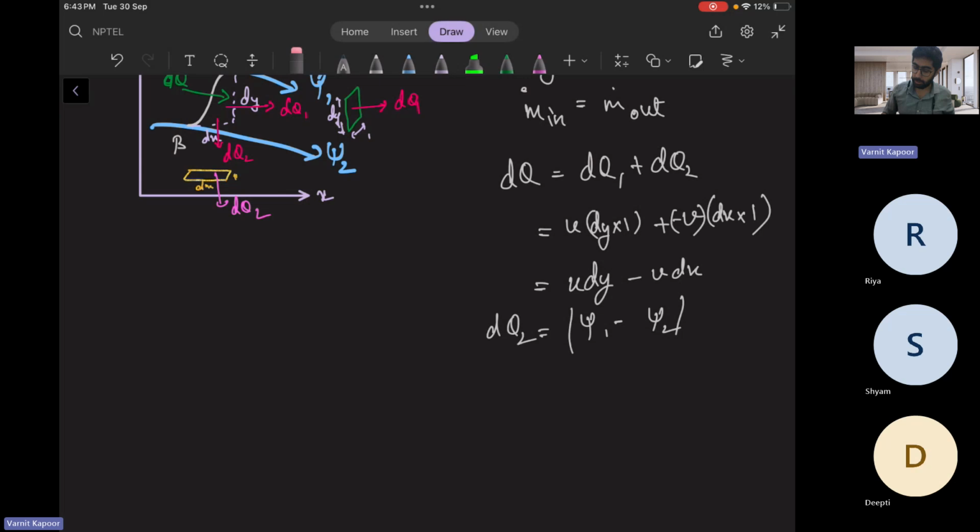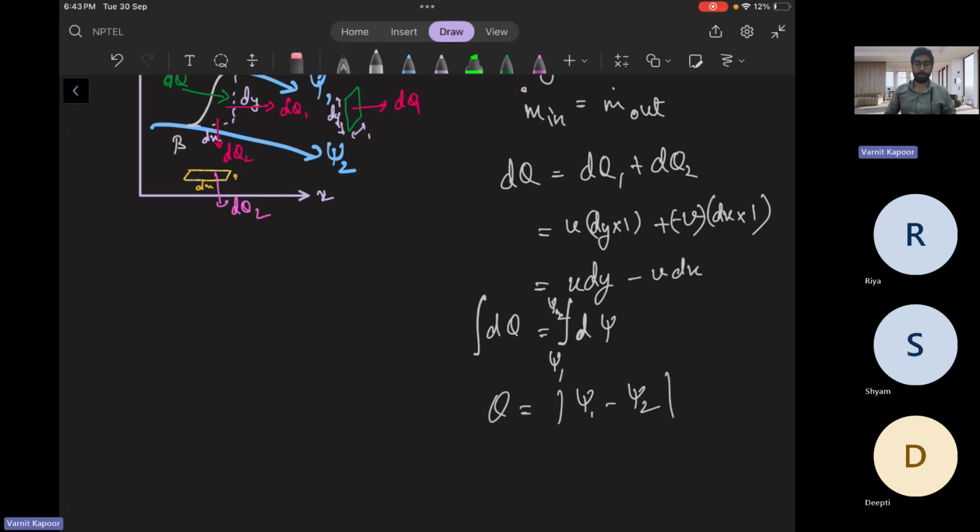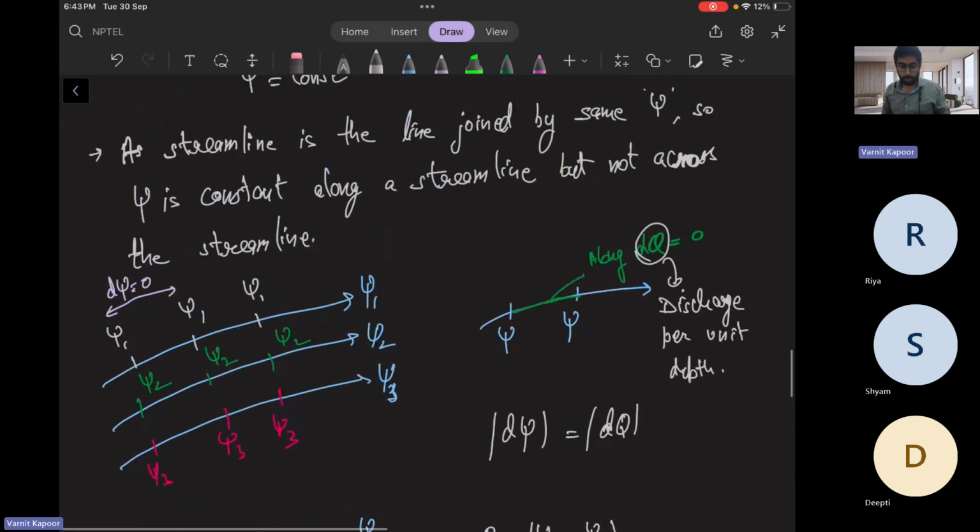So this is yours. Let me write both sides. If you integrate both sides from psi 1 to psi 2, your q will come out to be mod of psi 1 minus psi 2. I hope this proof is clear. Okay, proof is all right.